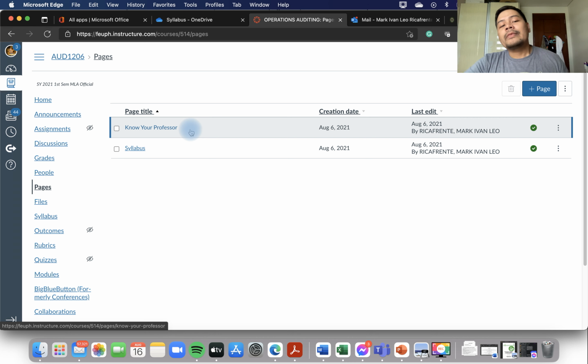Before anything else, I'll be of course introducing myself. So sino ba yung magtuturo ng ops audit nyo, no? For the BS Accountancy, ito lang yung subject nyo na mayroon kayong klase, right? Kasi if I remember it right, you have 4 subjects including AUD 1206. Also included there is I think internship.